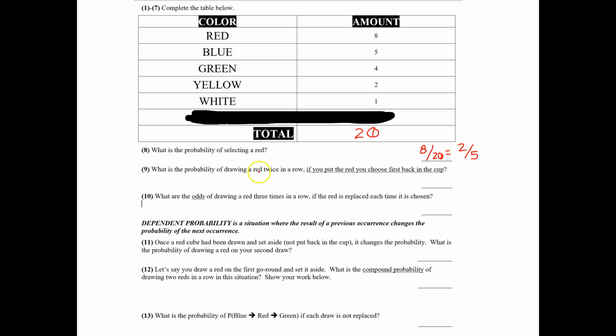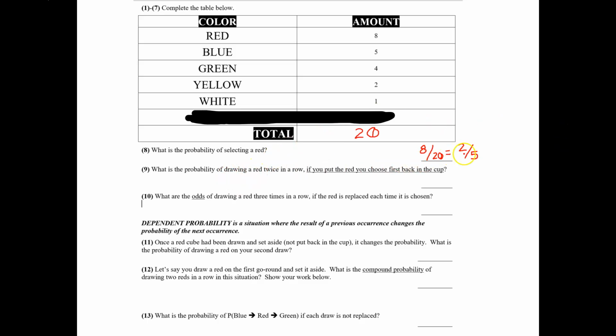What is the probability of drawing a red twice in a row if you put the red you choose first back in the cup? This is a throwback to our previous lesson. This is an independent situation. We're going to draw a red out of the cup. We're going to put that red back in, shake the cup, pull a red out again. So the total number of cubes in the cup is always the same. This is the same thing that we talked about in our previous lesson. This is complex independent probability.